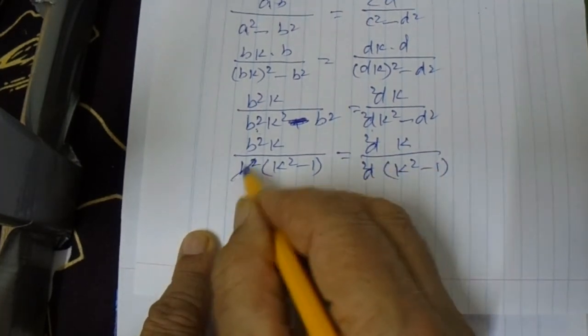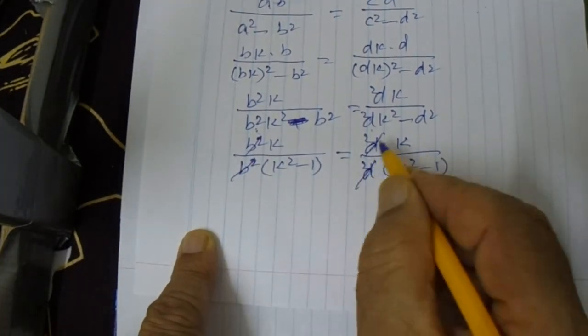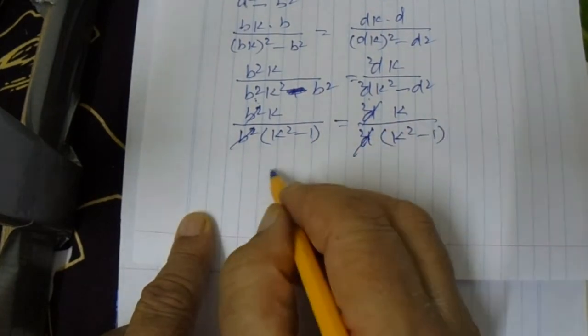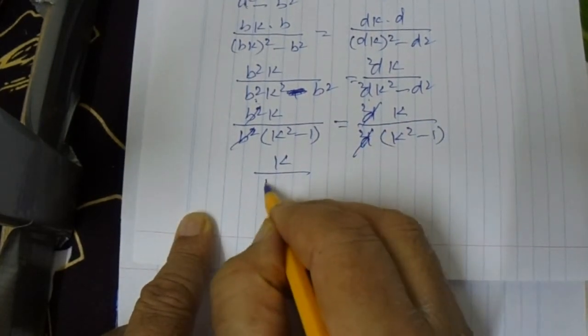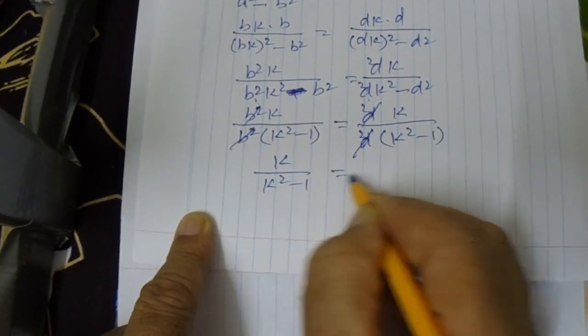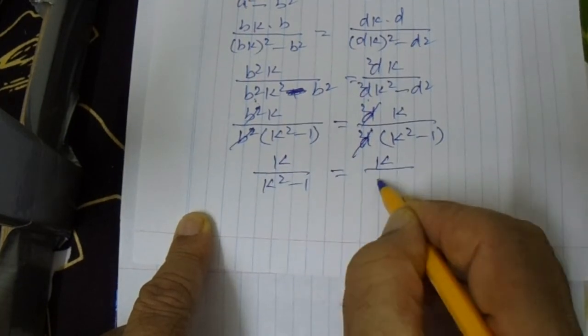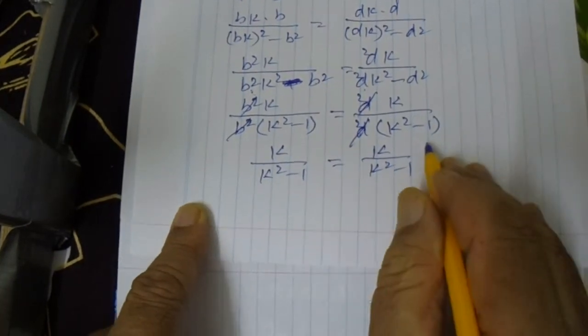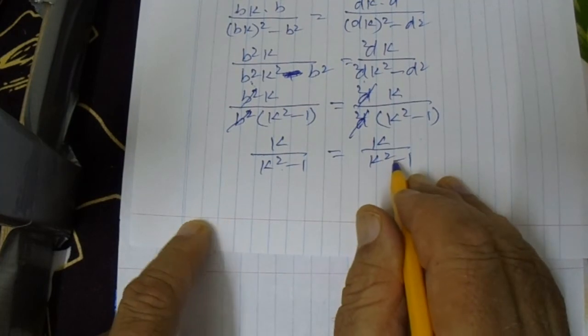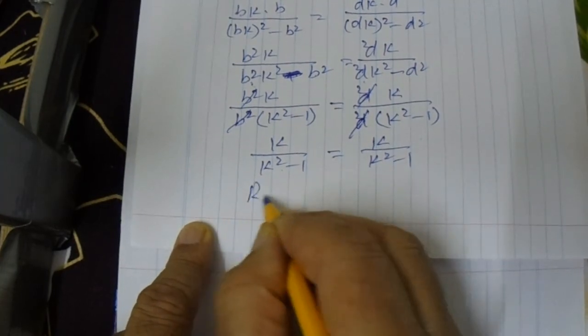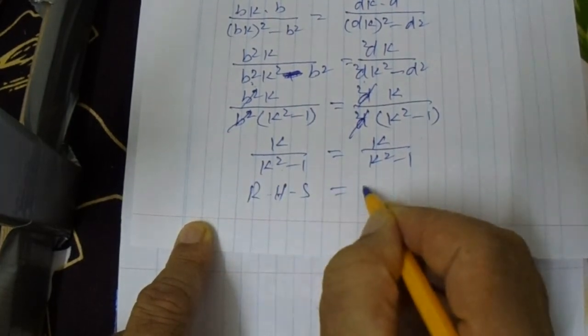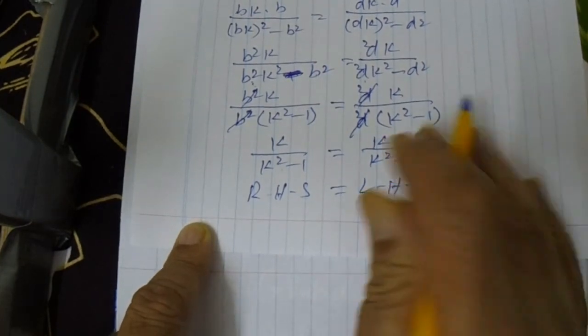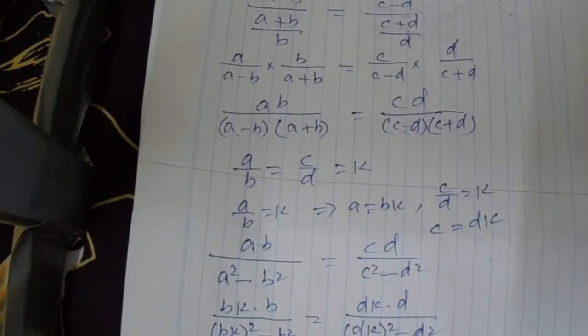Now this B square will cancel, this will cancel this, and we have K over K square minus 1 is equal to K also over K square minus 1, and we see that this side is equal to this side, and right hand side is equal to left hand side. Now this is the seventh part of this question. Now we write this is our question number 2.